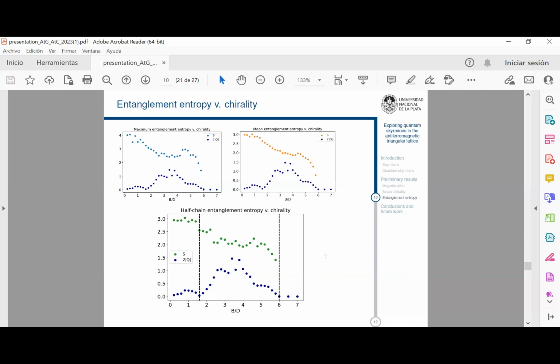And in the third picture, what we're trying to compare is the entanglement entropy between two halves of the system. With half chain entanglement entropy, what I mean is that we took our whole chain and cut it into two parts, and both parts are equally sized. And so we're comparing the entanglement entropy of these two equally sized parts and the chirality of the entire lattice.